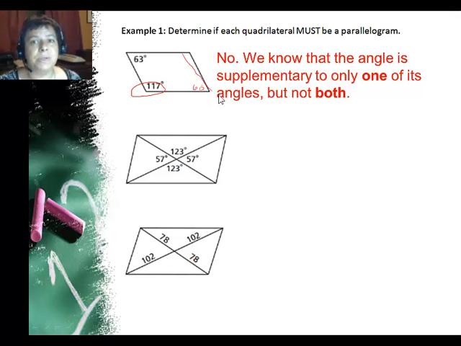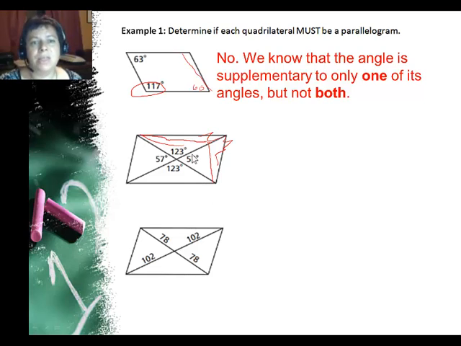We know that the angle is supplementary to only one of its angles, but we don't know about the second one. Now let's take a look at this one right here. I've got 57 degrees, 123 degrees, 57, 123. Well, these are linear pairs. And let's see, could I change this shape without changing those angles? Sure. I could put a point right there and connect it. Whoops, pretend that's a straight line. All right. Is that a parallelogram anymore?